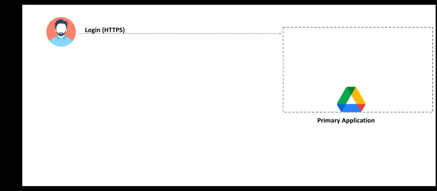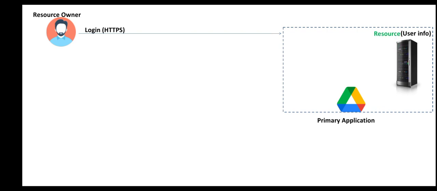Now this user has logged in to this primary application over HTTPS, or Hypertext Transfer Protocol Secure. In this case, this primary application is Google Drive, which is hosting user data on a server. So the user is the resource owner of this user data, and the server which is hosting the user data is the resource server.